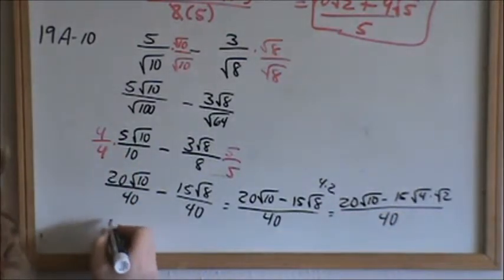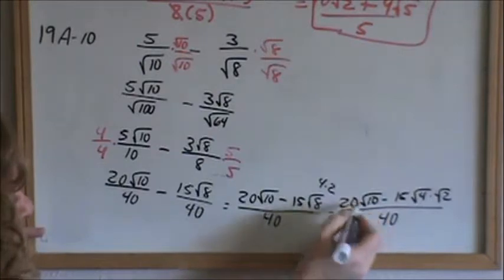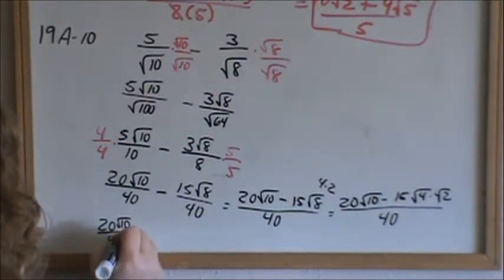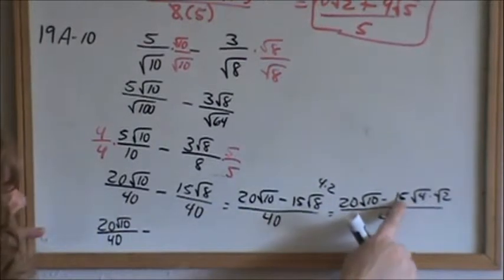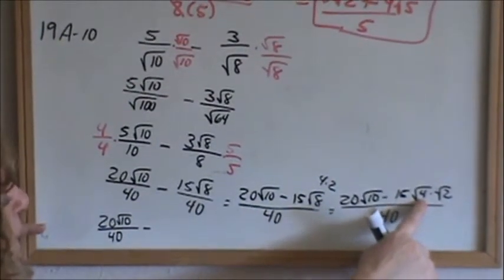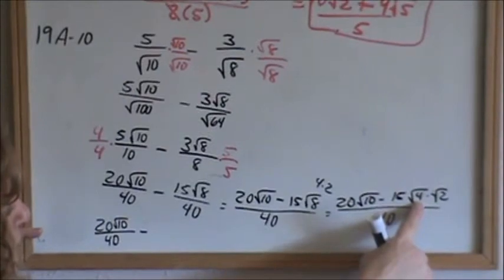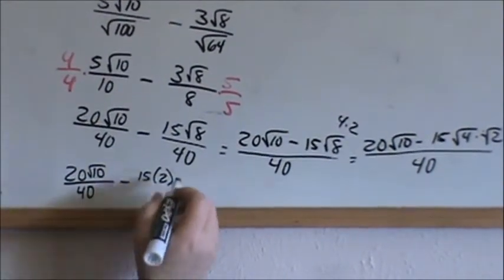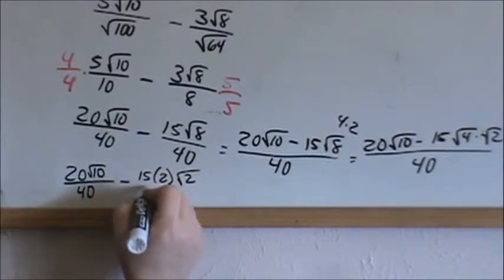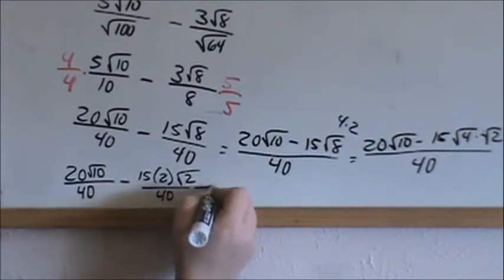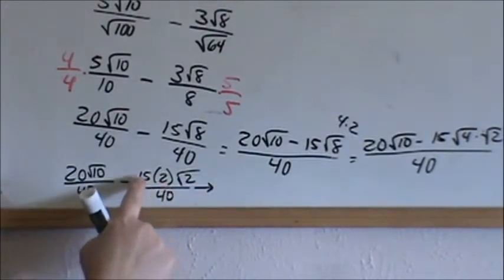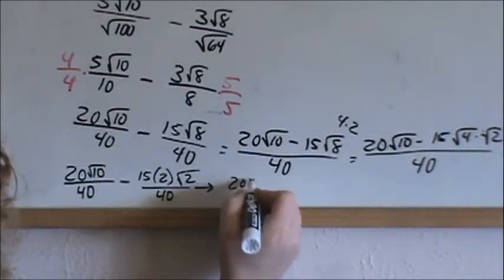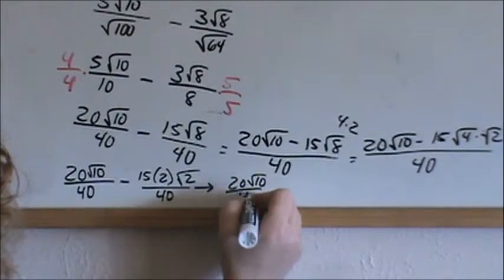Okay, we're going to see if we can squeeze the answer down here. So there's my 20 square root of 10 over 40 minus, simplifying the radical of square root of 4. That would be 2. So it would be 15 times 2 times the square root of 2 all over 40. Okay, now I can multiply these numbers together. So this fraction stayed the same. 20 square root of 10 over 40.